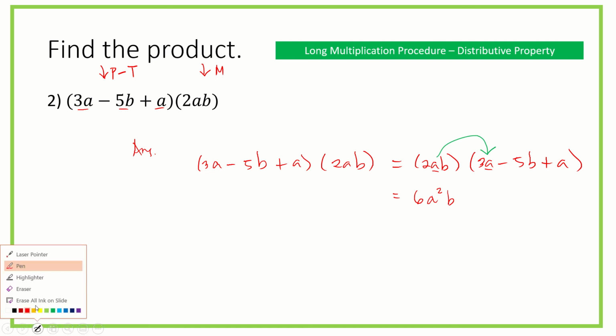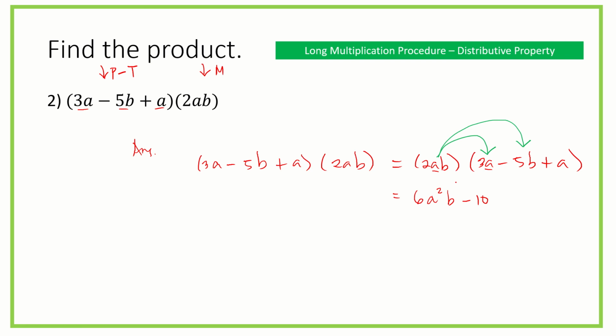Okay. Next, you distribute the 2ab to our second term, negative 5b. So you start with our coefficients, 2 times negative 5. So that's negative 10. There's no a in here. That means you're supposed to copy one a here only. Then you have b times b. So b times b is b squared.